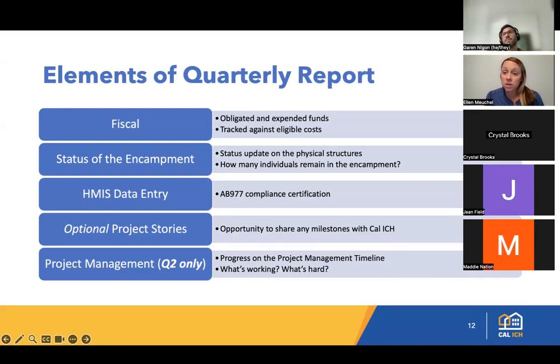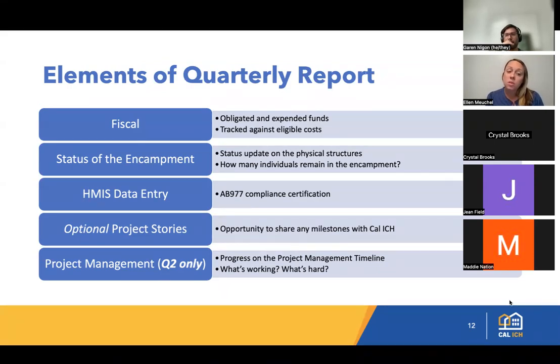There will also be some questions about your HMIS data entry. This allows us to ensure compliance with AB 977. I'm sure you've worked with many different agencies regarding AB 977, and this is the way that Cal ICH tracks that progress. It also helps us to ensure that we can pull person level data from the HMIS data that you are including. And so Eric will speak to that in a bit.